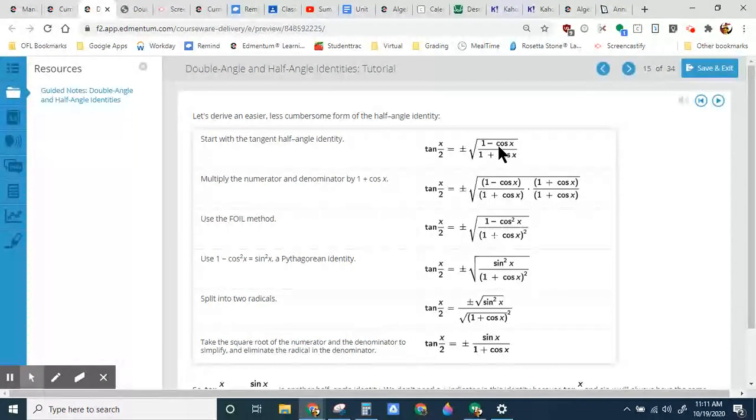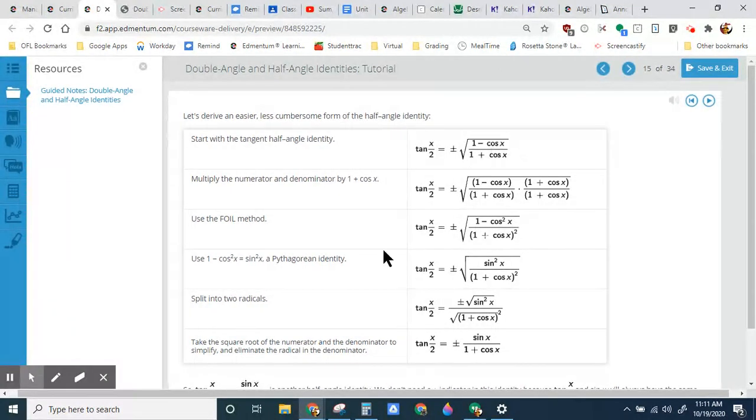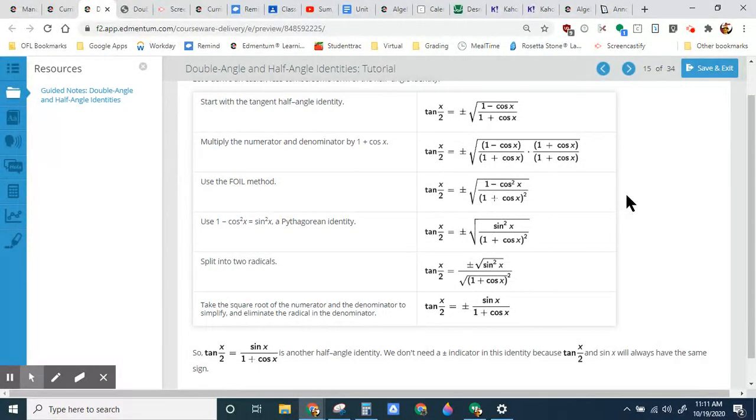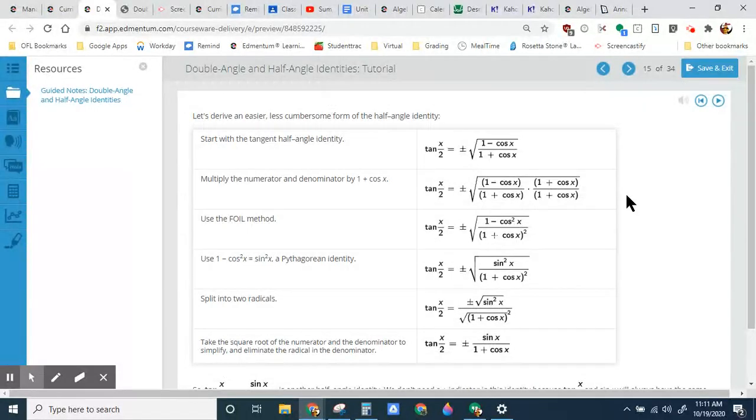So we're going to start off with this equation. The next thing that they want to do here, in order to prove this, is get rid of this minus sign right here. So what they're going to do is multiply it by the conjugate.